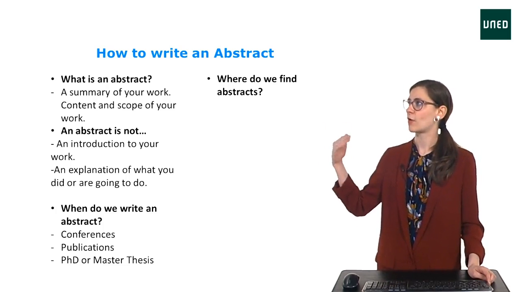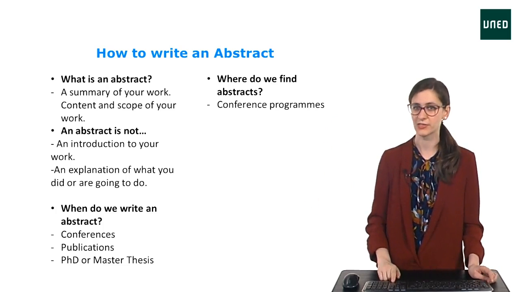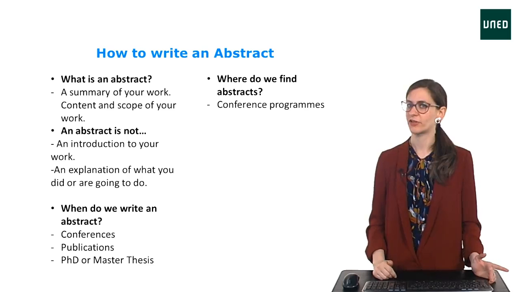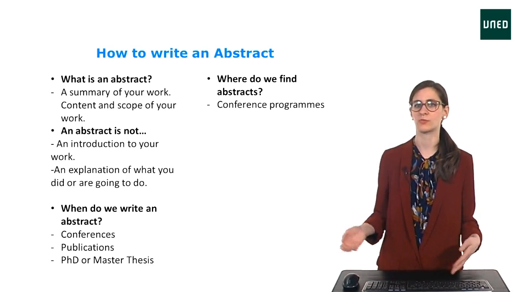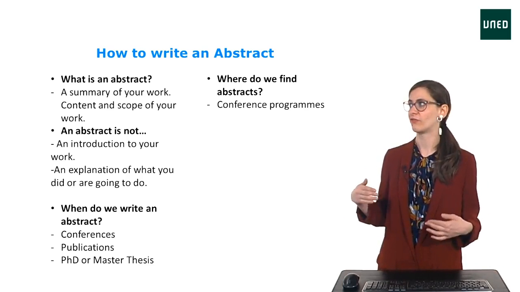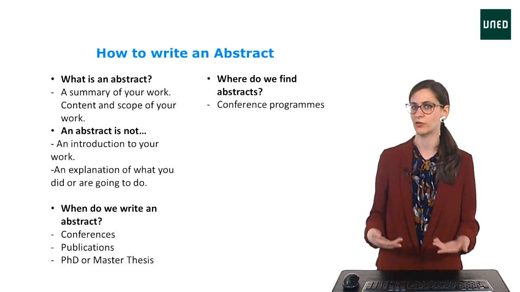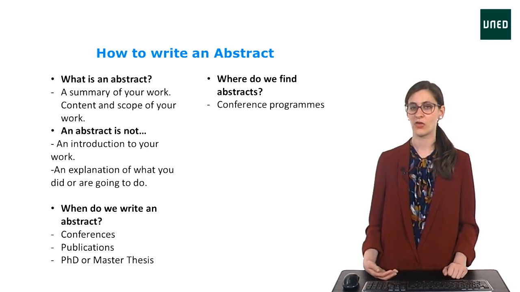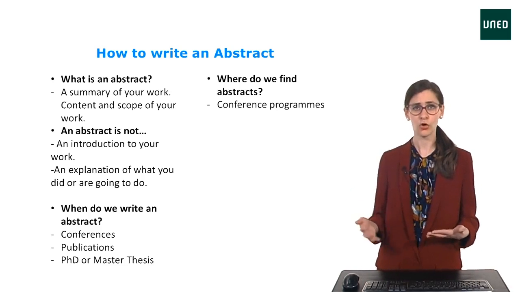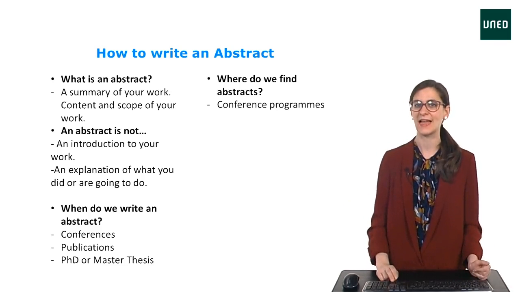And this question is obviously linked to the question of where do we find abstracts? We find abstracts in conference programs. When we go to a conference, we usually have a book of abstracts, and in that book of abstracts, we can find all the information about the different panels and the different posters maybe that are going to appear in the conference, and then we can go through this book of abstracts and decide which conferences we want to attend.